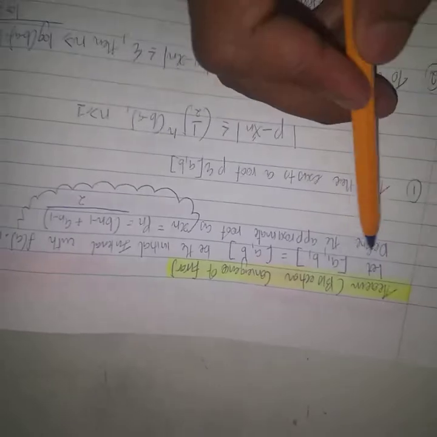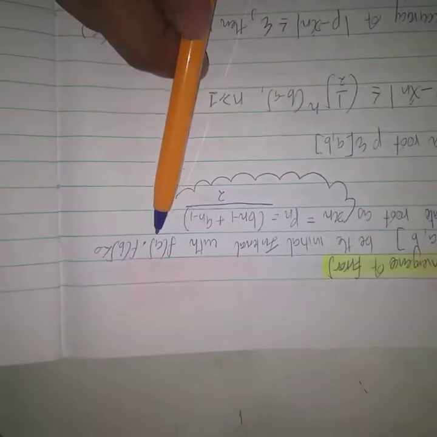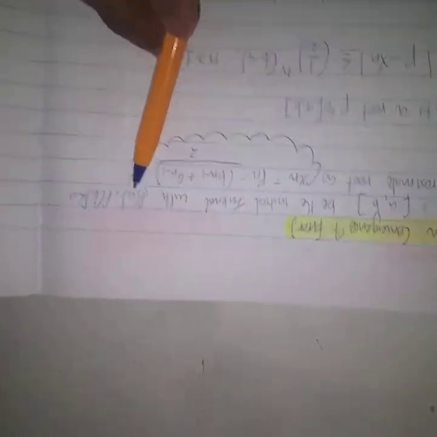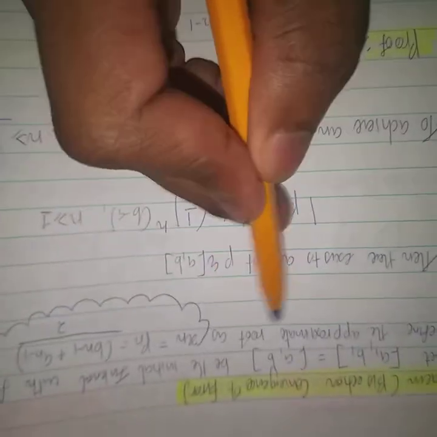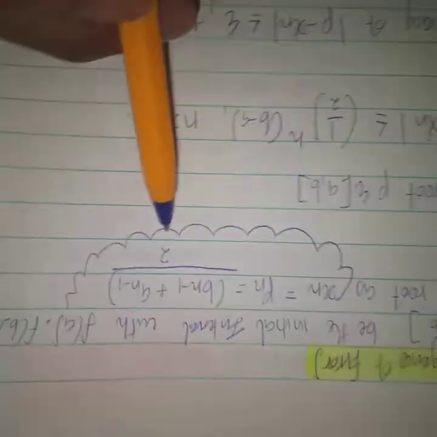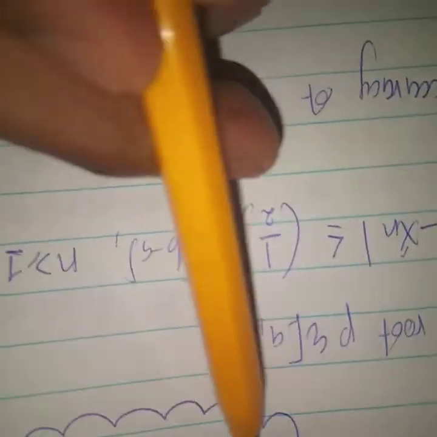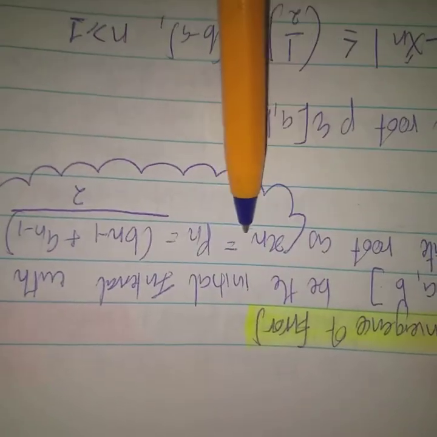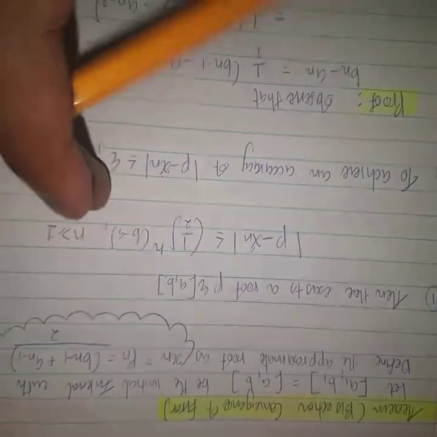Here we have the theorem that says: let [a_1, b_1] be the initial interval, with f of a times f of b negative. Now define p_n, the approximate root. This is basically just the midpoint written in another form. Textbooks usually use p_n, some textbooks use x_n. So this is basically the midpoint of the interval. Remember, the bisection method stands for midpoint.